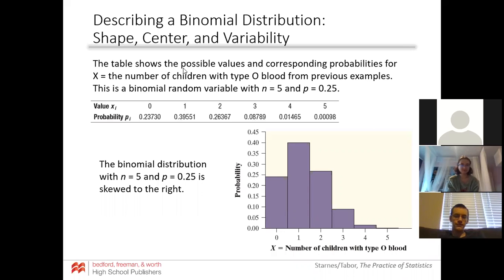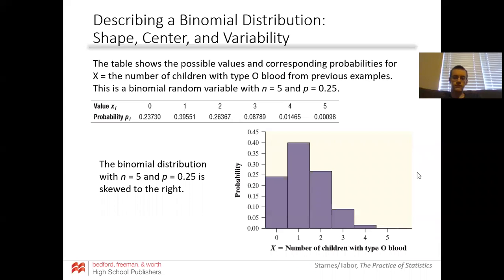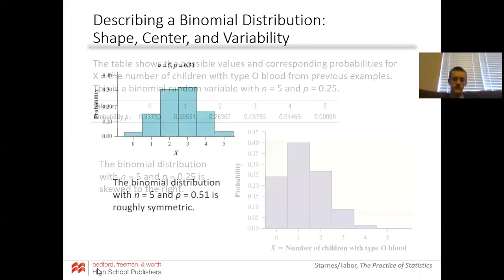What's the probability they would have 0 kids with type O, 1 kid with type O blood, etc.? Okay, so here is our distribution. Let's pause real quick, and I'm going to have Autumn tell me what shape is that distribution, Autumn. The shape is going to be right skewed. Good job. So there's our distribution there. Okay, let's keep on rolling.